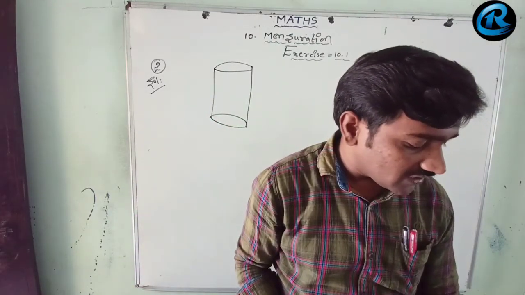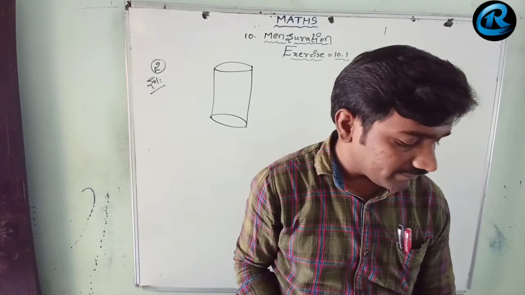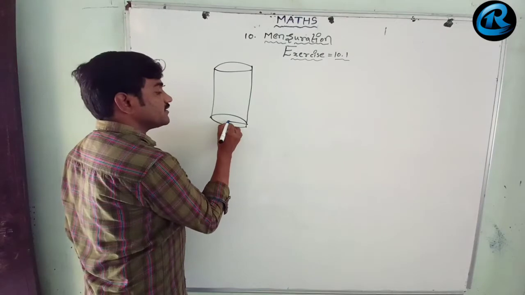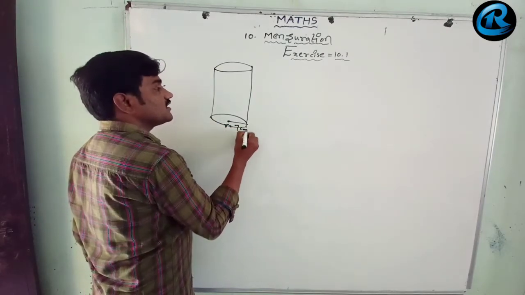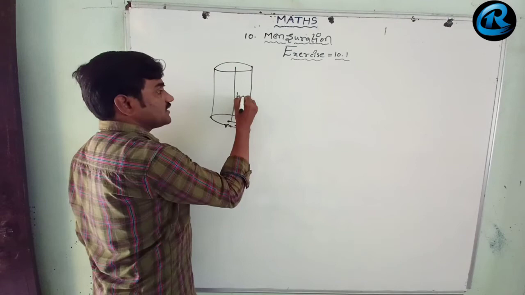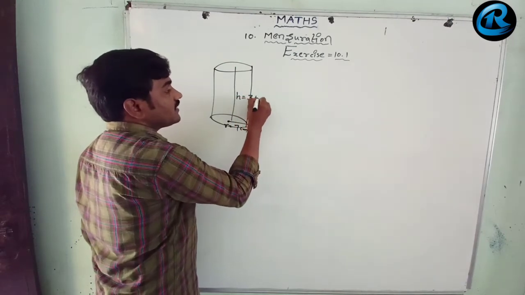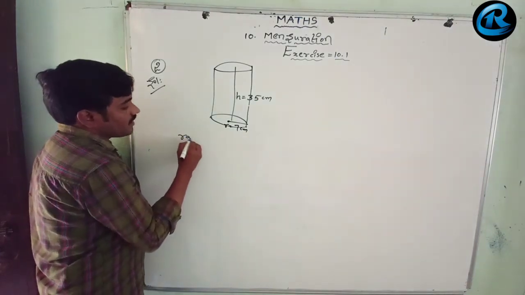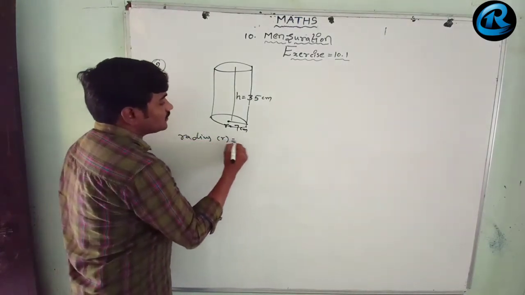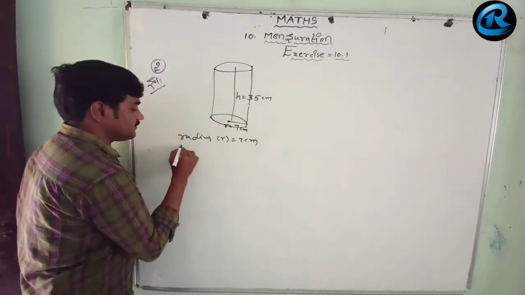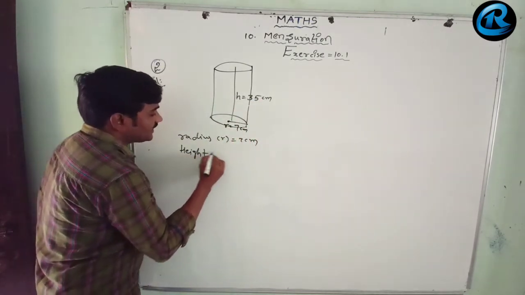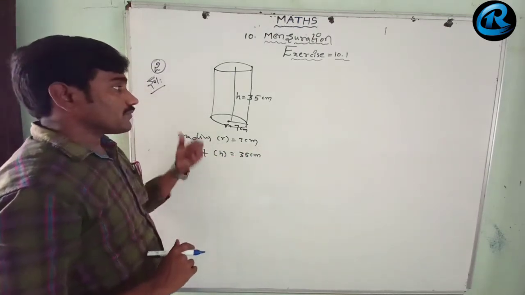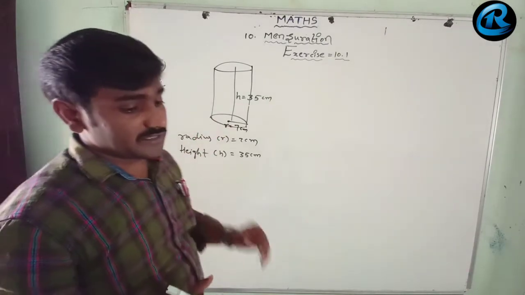The cylinder is 35 centimeters in length or height, and its radius is 7 centimeters. The radius should be 7 centimeters, and the height or length should be 35 centimeters. That means the radius of the base is given, r equal to 7 centimeters, and height h equal to 35 centimeters. We require 100 such paper sheets.